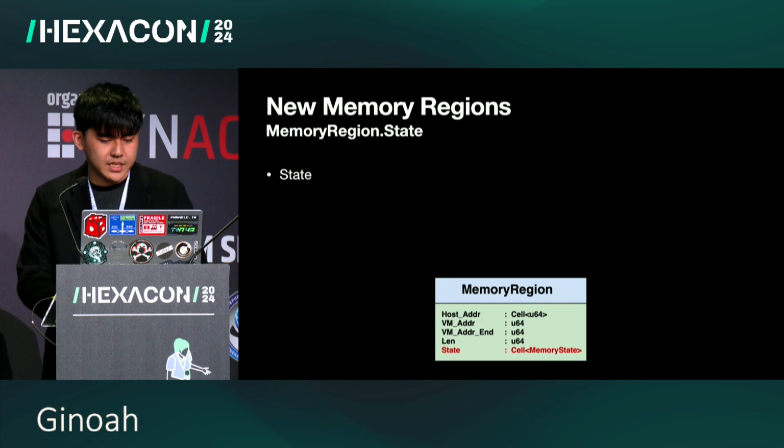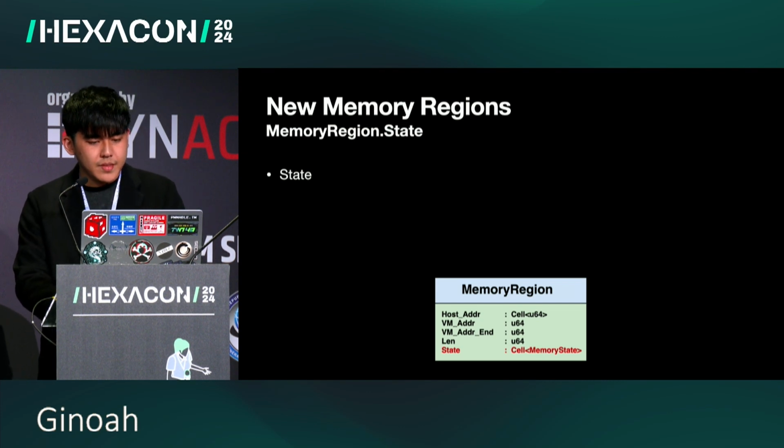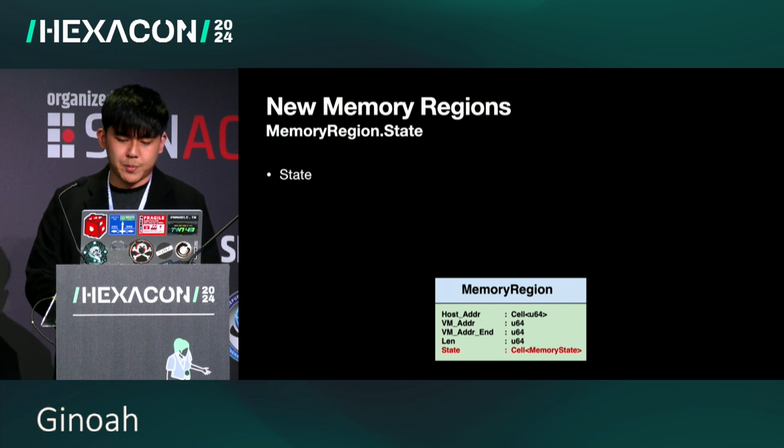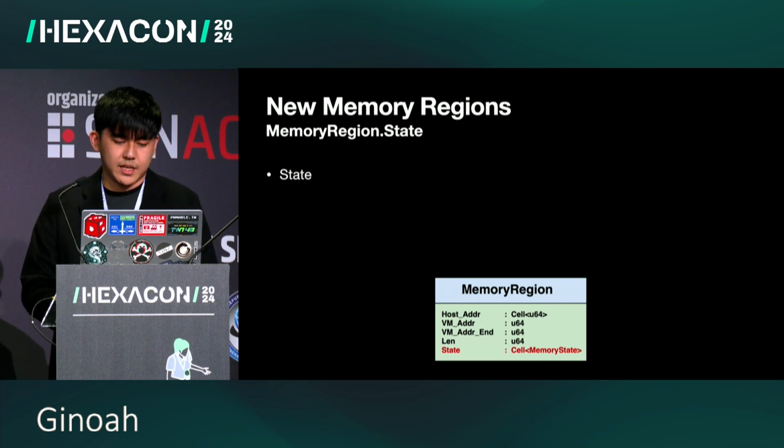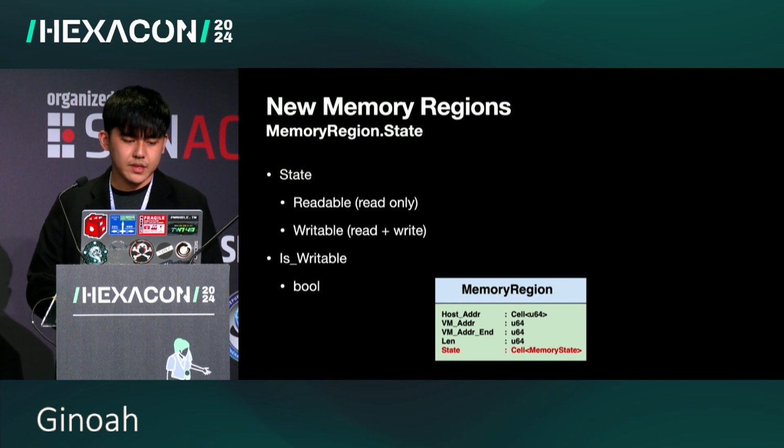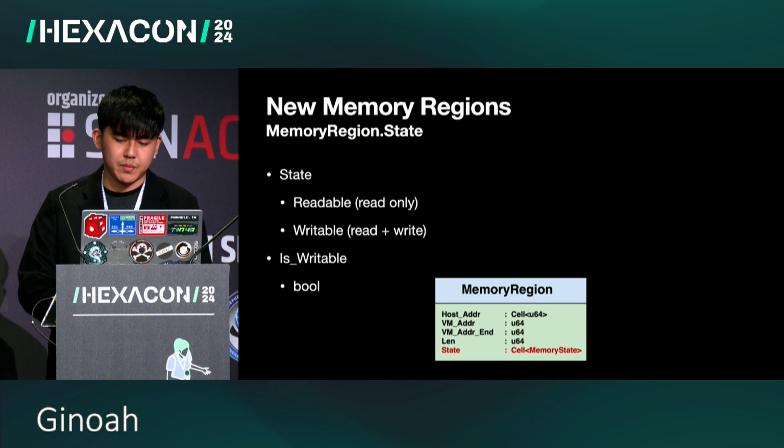Now, let's talk about the state field in the memory region. There's a state field in the new memory region structure that we haven't discussed yet. This field is crucial for permission checks on data writes. So let's see how it works. The readable and writable states correspond to the isWritable flag in the legacy memory region.